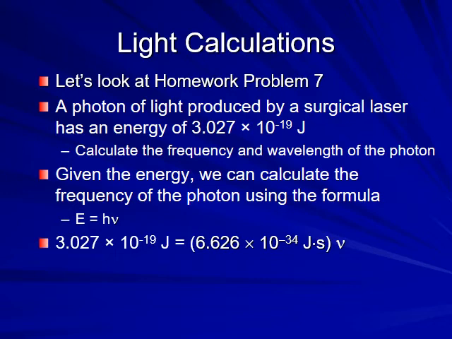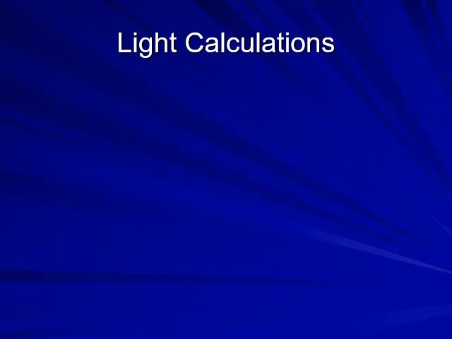The math is very simple and the units work out. Joules will cancel. We'll be left with 1 over seconds for our units. We'll just take the energy divided by Planck's constant. Check my math on this. I get 4.568 times 10 to the 14 hertz, or reciprocal seconds. That's an easy equation. Let's look at finding the wavelength.